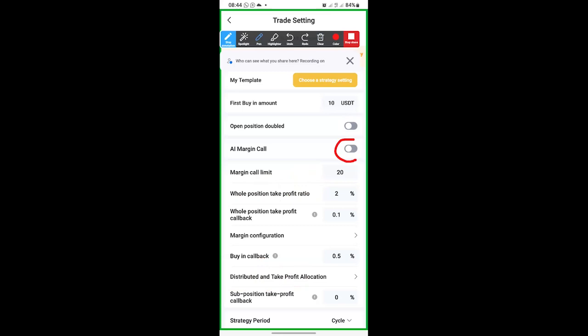Okay. Then we've got the AI margin call. We don't recommend that. Unless you have that default settings, you can put the AI margin call. But for now, we don't need it.